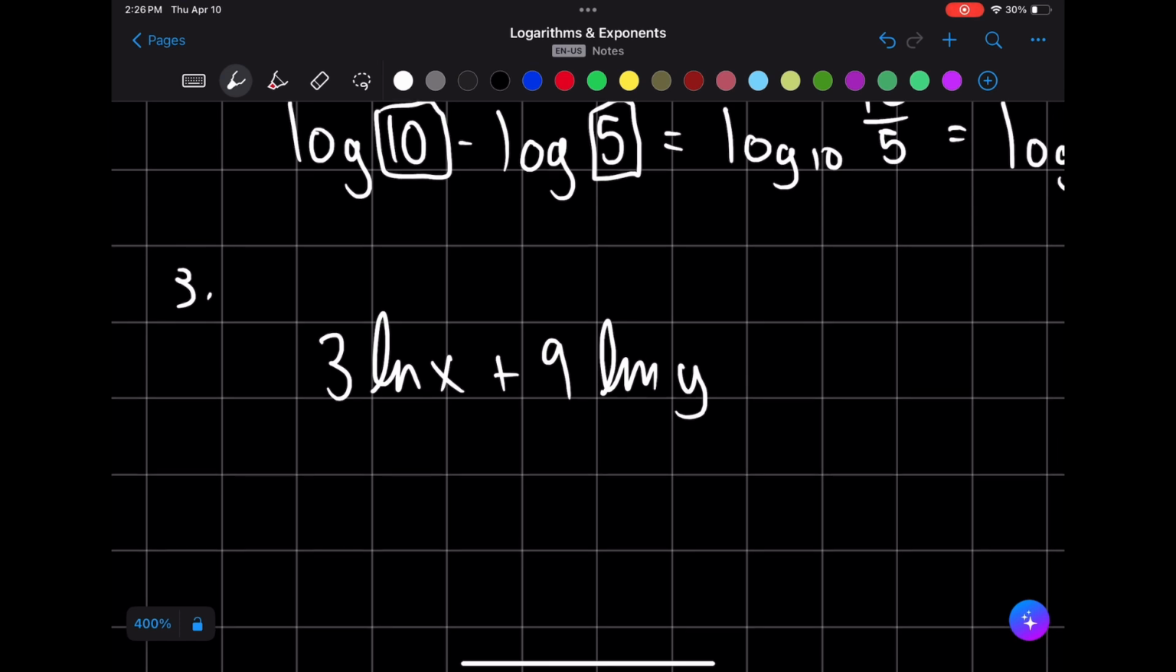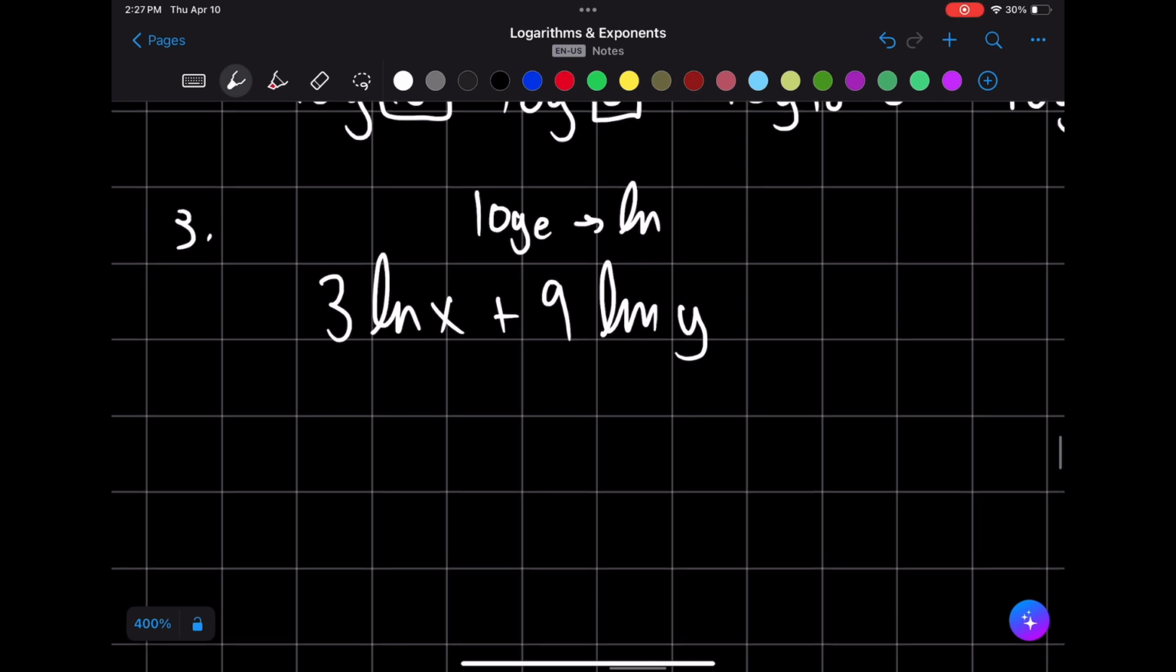Obviously we have the natural log here, which is kind of similar to log with nothing under it. It means log base e, which is another log that comes up a lot. So they rewrite that as the natural log, written ln.